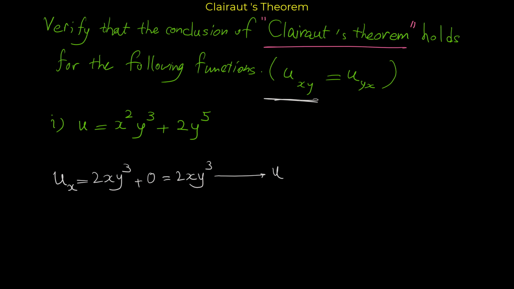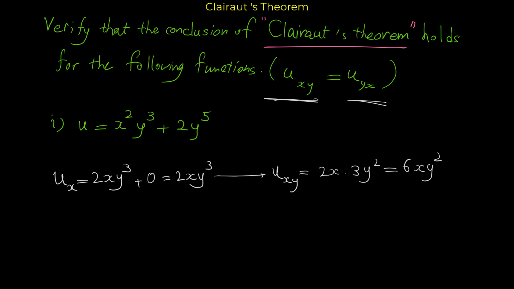Now we take the derivative of this with respect to y. The derivative of 2xy cubed with respect to y is, we have to keep the 2x and take the derivative of y cubed. Attention, now we want to find the derivative with respect to y. So our variable is y and 2x is the constant. The derivative of y cubed is 3y squared. Multiply these two by each other, the answer is 6xy squared.